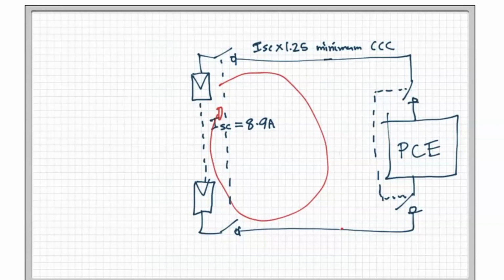All right. So what I've drawn here is on the left, a single string of panels. The dot, dot, dot means lots of panels. So it's a single string of panels. These panels have a short circuit current of 8.9 amps. That's from their data sheet, written on the back of the module too. It's part of the compliance label. And they're connected to PCE.